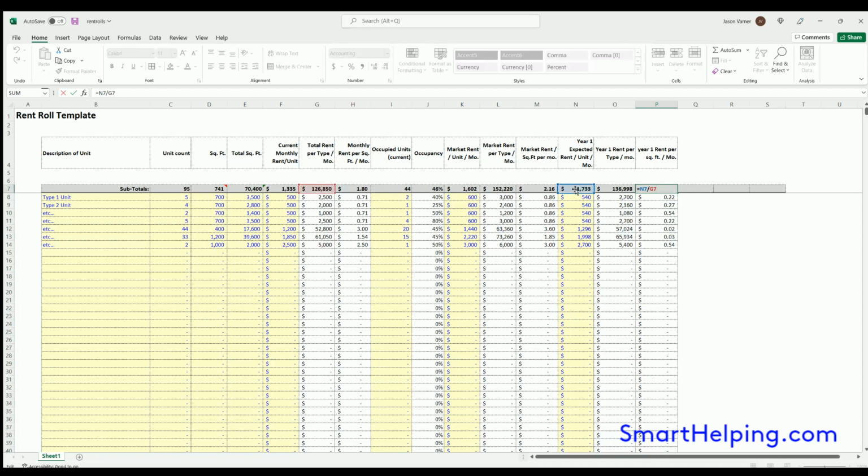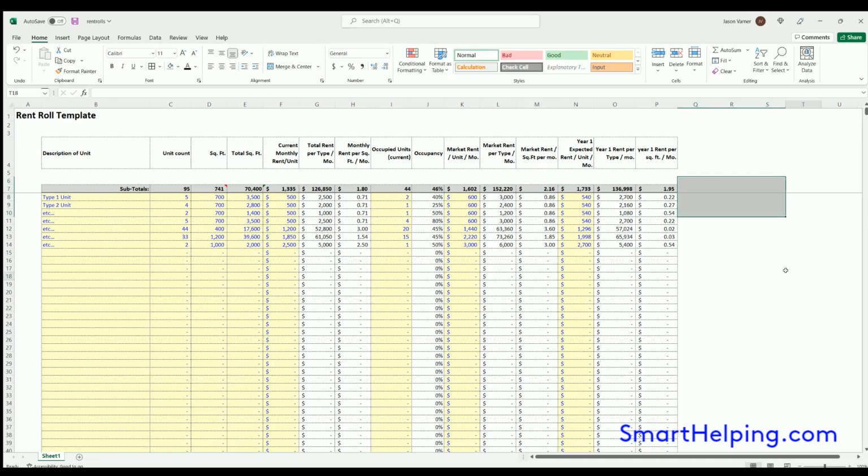And then we're going to say, if we do this, let's see what the numbers be. Total rent by square feet. We're going to go $1.95. So higher than what it is existing, but lower than the market in this case. And again, these are just made up numbers.